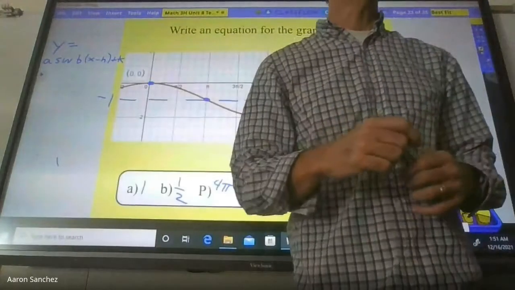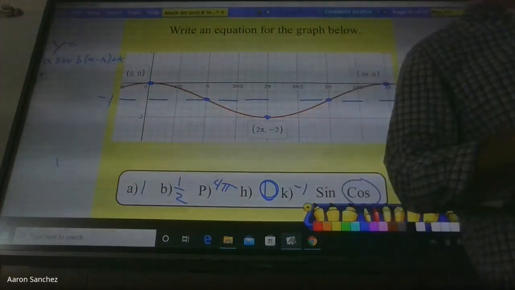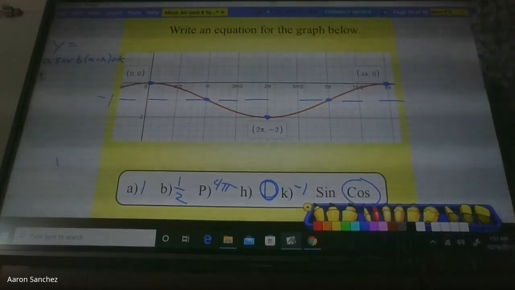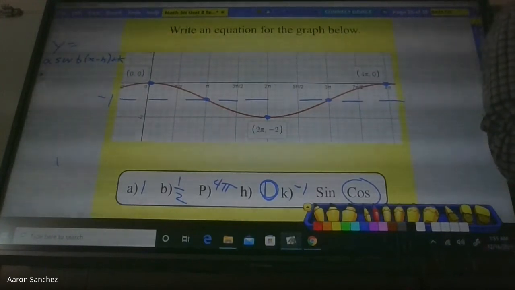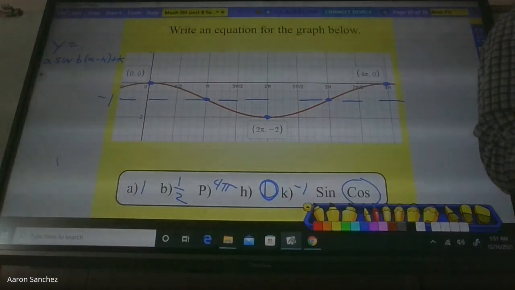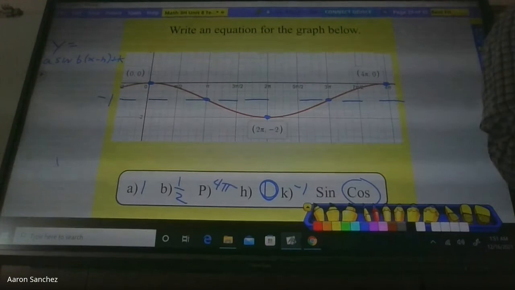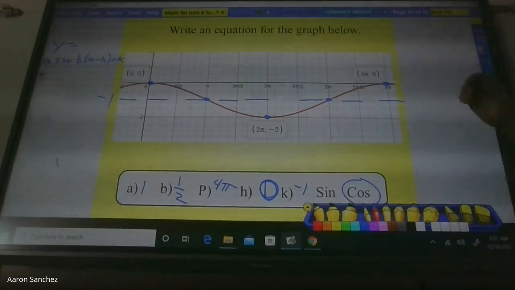Do you guys have your equation written down? Because I'm giving you the answer in about 30 seconds. Actually, 10 seconds. Check your answer with your neighbor. 6, 5, 4, 3, 2, 1. Raise your hand if you think you have the answer. All right. Did you get?